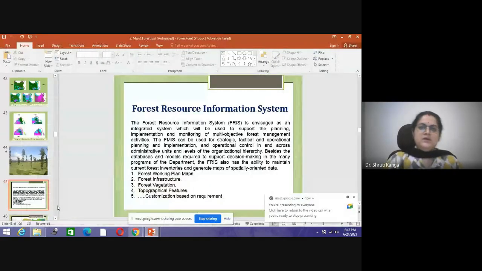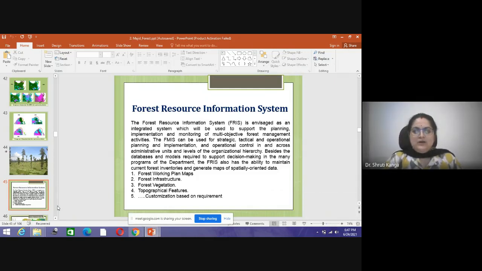Good morning, everyone. So today again we are meeting for the next class. Yesterday we have done different kinds of forest applications using different kinds of geospatial tools. Now, with the help of these tools, how we can go for making the forest resource information system, and then how we can go for the forest management information system. Okay, so let's discuss one by one.